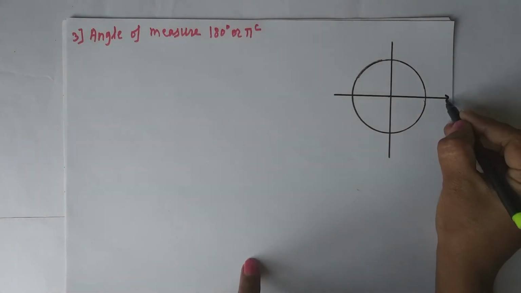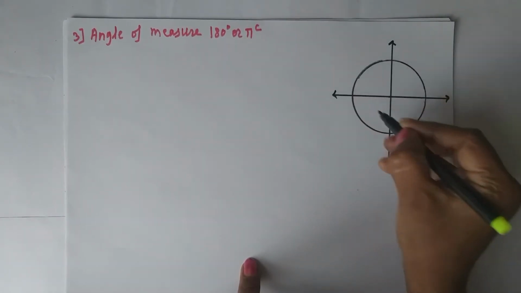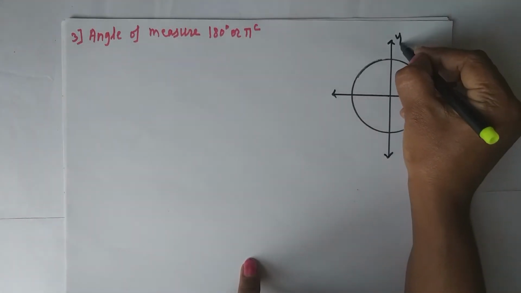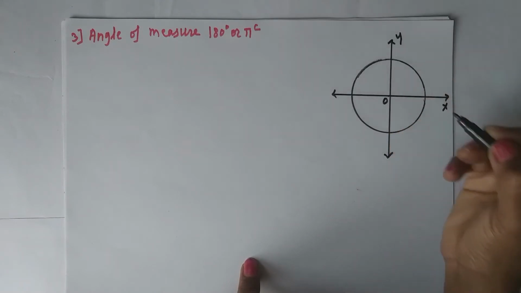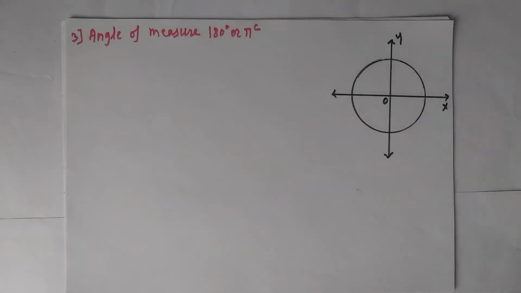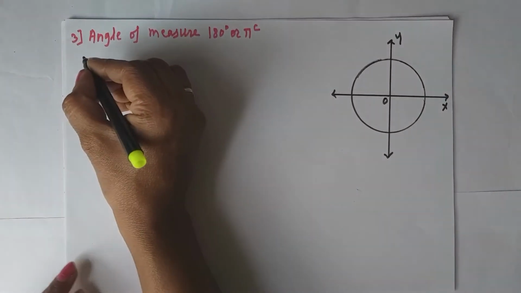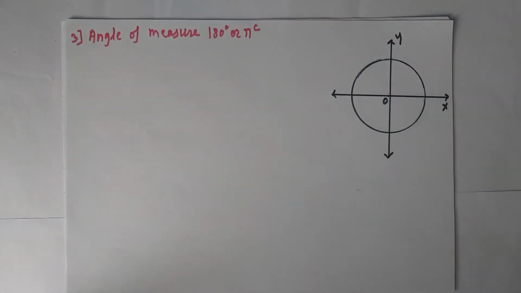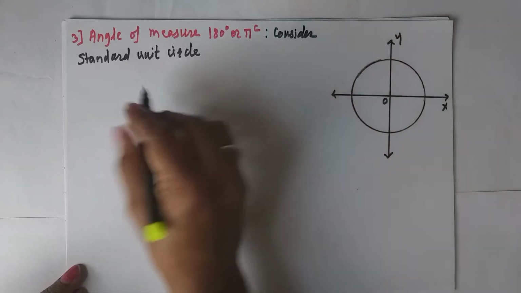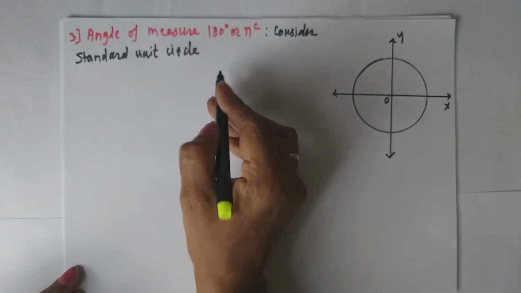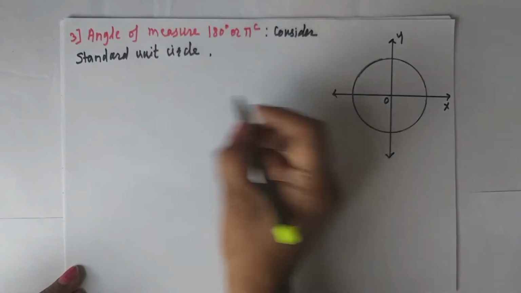You again consider your plane coordinate system. This is the x-axis, y-axis, and this is the origin. See, in each and every case we are considering the standard unit circle, because if we consider the unit circle, then it is very easy to find out the values of trigonometric functions. You write down, consider the standard unit circle. Again it is a unit circle.